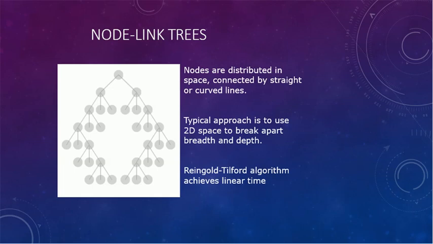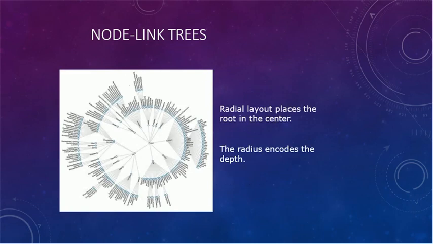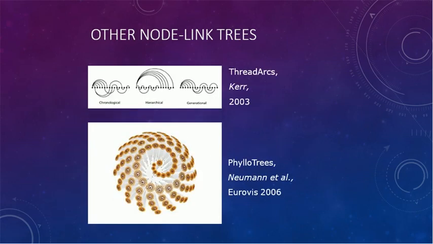So nodes are distributed among the different space, and we have different leaves, and we can just move from one leaf to another leaf. Also, we have a node link tree in the form of a radial graph, and it has different center points, and these center points have different elements and different nodes, and this can have further nodes. It just depends on the radius that encodes the depth. So we can also convert them further into thread arcs and phyllo trees.